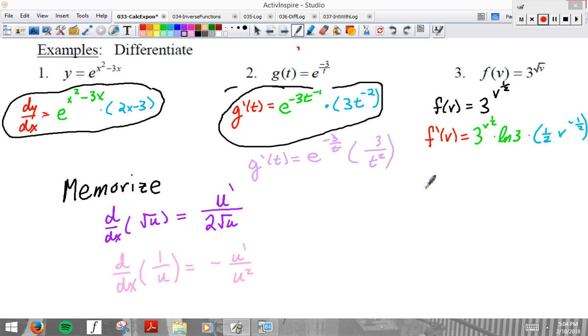Over here, keep it the same. Multiply natural log 3 because it's 3 times 1 over 2 root v. Okay? It helps you. It's faster. Sometimes you only see these forms, so you'd have to simplify all that. Again, kind of annoying.